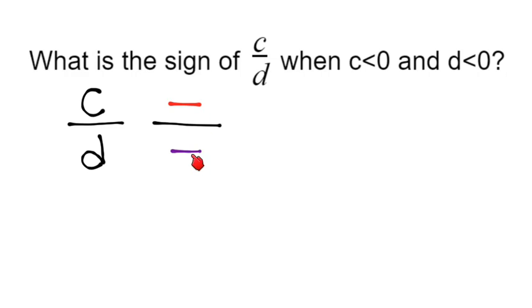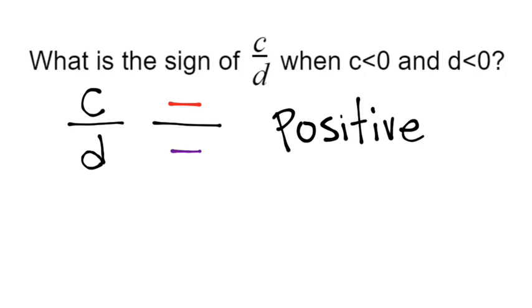How many negatives are there? It looks like there are 2 negatives, which is an even number of negatives, and we know that an even number of negatives is positive. So this answer, no matter what numbers go here, will end up as a positive.